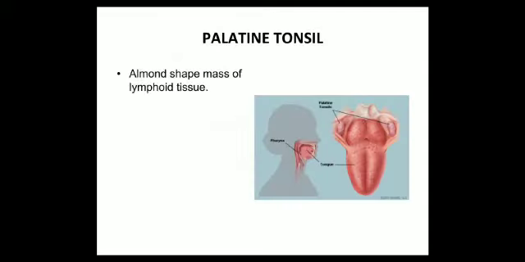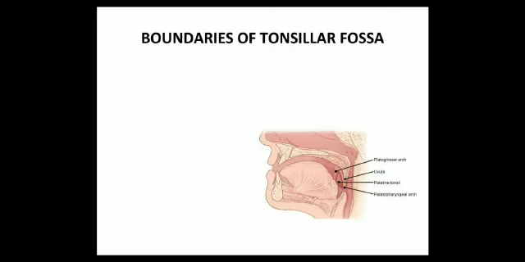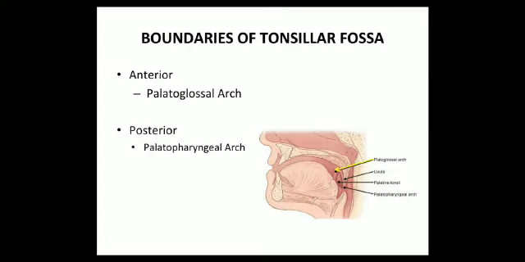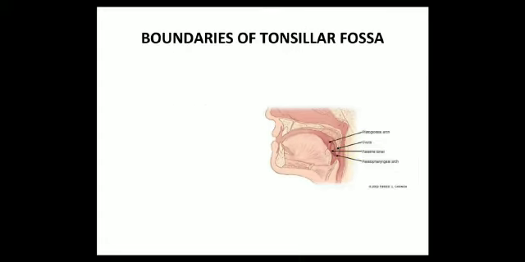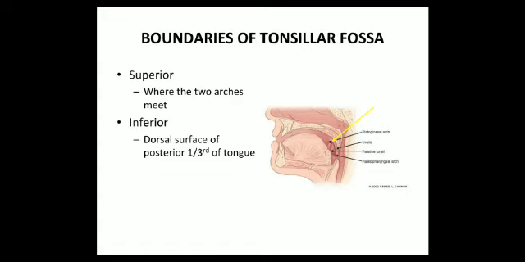The palatine tonsil is an almond shaped mass of lymphoid tissue situated in the palatine fossa or the tonsillar fossa. The boundaries of this fossa: anteriorly it is bounded by the palatoglossal arch, posteriorly by the palatopharyngeal arch, and superiorly by the meeting point of these two arches, inferiorly by the dorsal surface of the posterior 1/3 of the tongue. Laterally it is related to the lateral wall of the oropharynx.